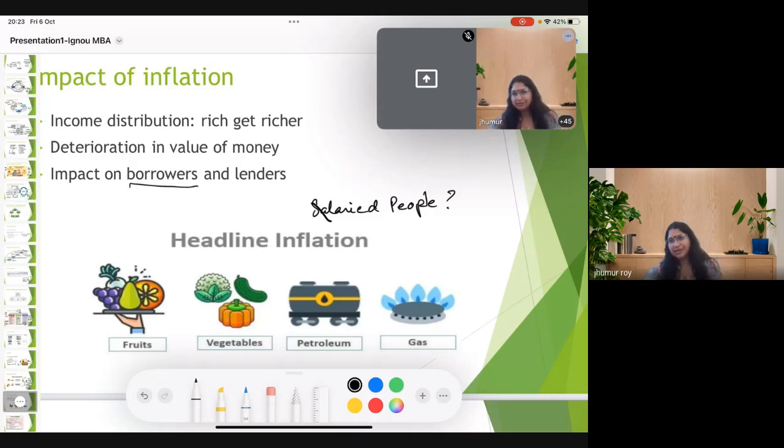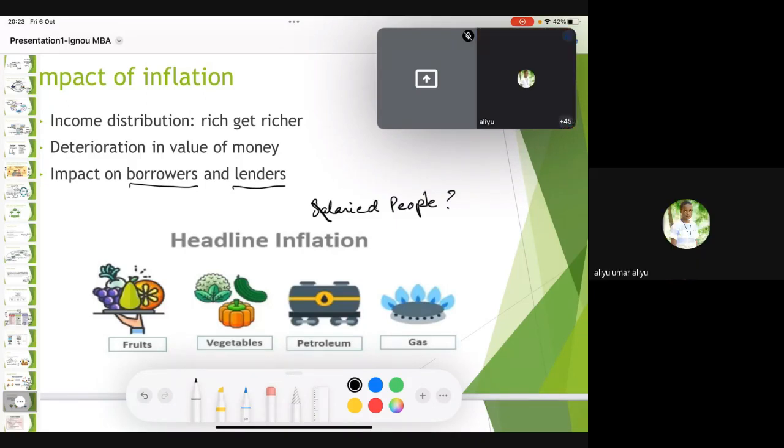Anyone? Can you write down in the chat? Who will gain? Will the lenders gain or will the borrowers gain? Madam, the borrowers will gain. No, ma'am, it's the lender. No, the borrowers, because the amount you borrow is the same amount that you repay.